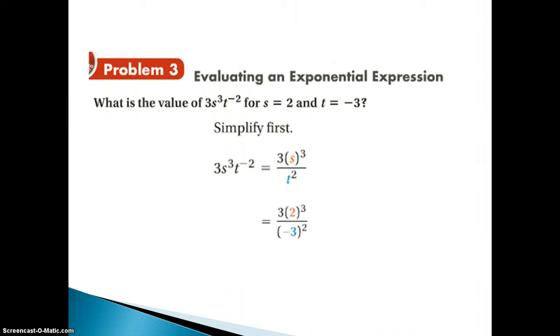So now you look at the expression and say, okay, in the numerator I have 3 times 2 to the third power, and the denominator I have t, which was the whole negative 3, in parentheses, raised to the second power. Now I have to think of order of operations. In the numerator I have 2 to the third power, 2 times 2 times 2, that's 8, times 3. And in the denominator, I have negative 3 to the second power, which is negative 3 times negative 3. So in the numerator I have 8 times 3, which is 24. The denominator is 9. You can leave it 24 ninths, or you can rewrite it as a mixed number.